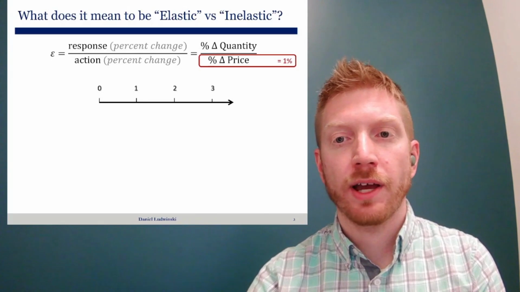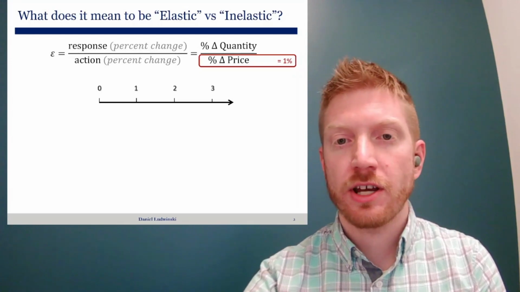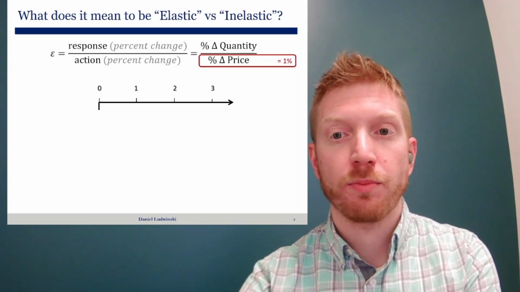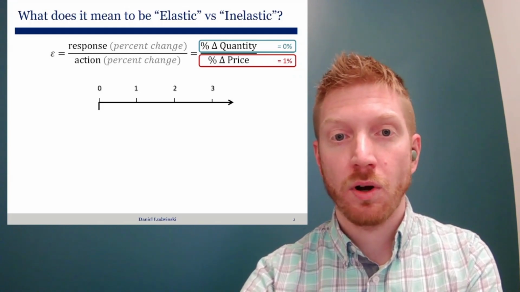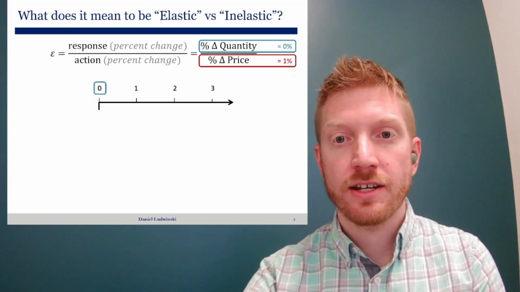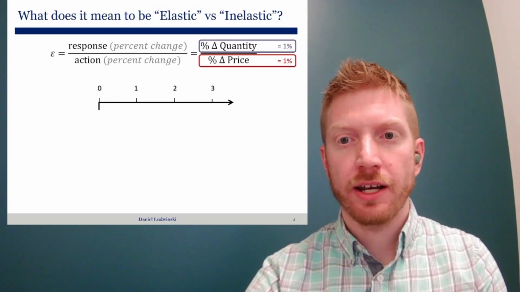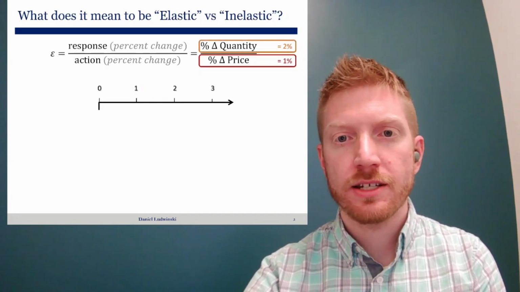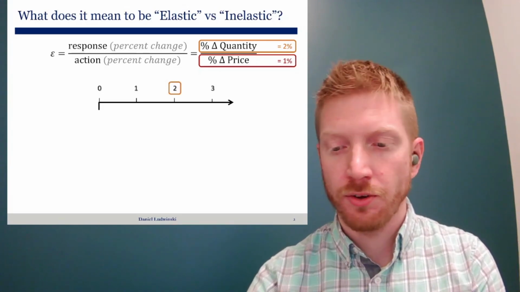So let's say, for example, we have a 1% price increase or change. Quantity can change as a result of that in a number of different ways. It's possible that there is no response, that there is no change. So the percent change in quantity is 0. This corresponds to an elasticity of 0. Now let's imagine there's a 1% change. 1% divided by 1% is 1. So we're kind of mapping those changes here to elasticities. Or if we have a 2% change, 2% divided by 1% is 2.